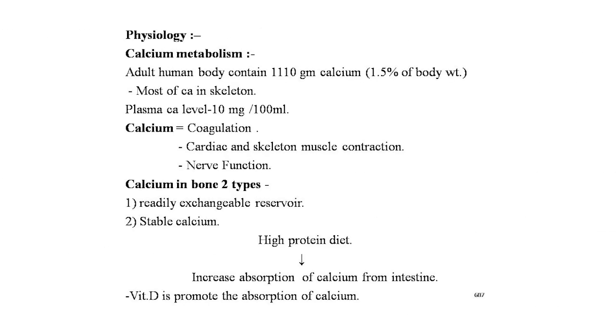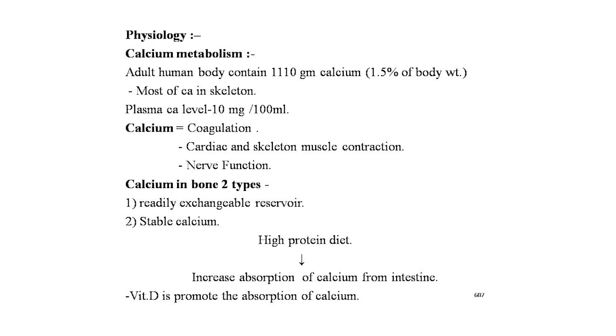Now the physiology of the parathyroid glands: calcium metabolism is the main function. The adult human body contains about 1110 grams of calcium, 1.5 grams per kg of body weight. Most of the calcium is in the skeleton. Plasma calcium level is 10 milligrams per 100 ml. Calcium is important in coagulation, cardiac and skeletal muscle contraction, and nerve function. Calcium in bone is of 2 types: readily exchangeable reservoir and stable calcium.